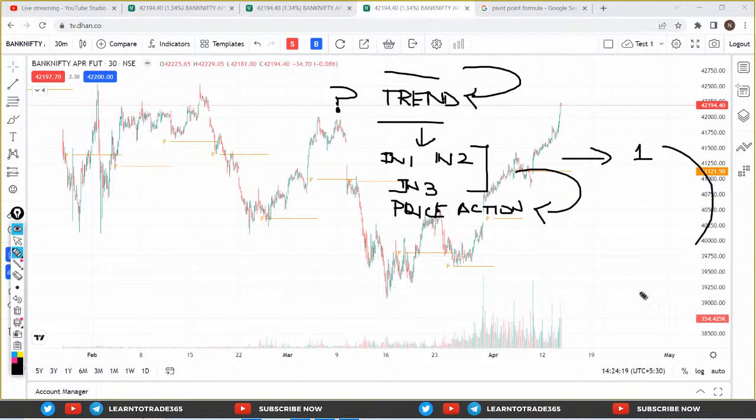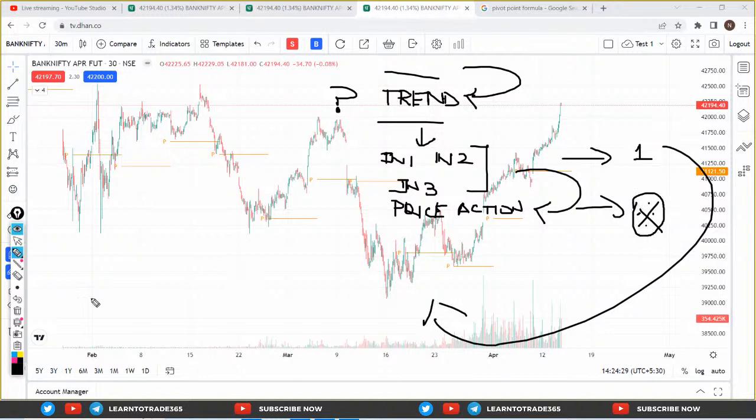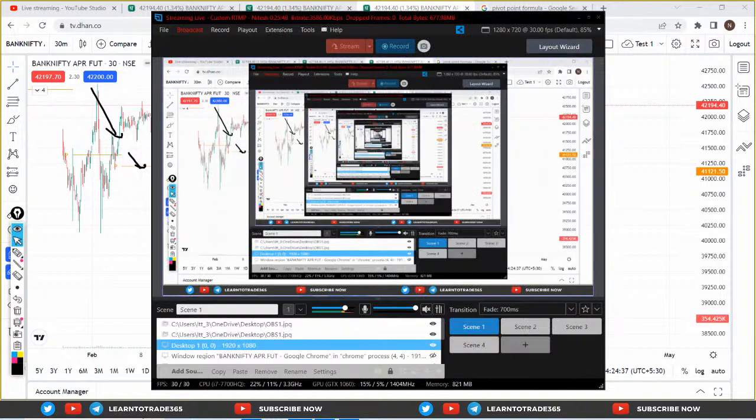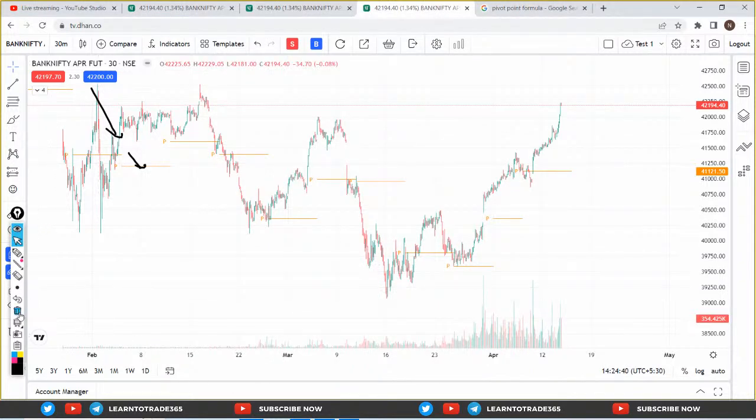For example, here what I am discussing, the pivot point concept, you can try one, but give more priority to the price action. What I was discussing here, the pivot range is getting smaller. Yes, it is getting smaller as the price is trying to move down, and then the bulls are trying to come sideways.